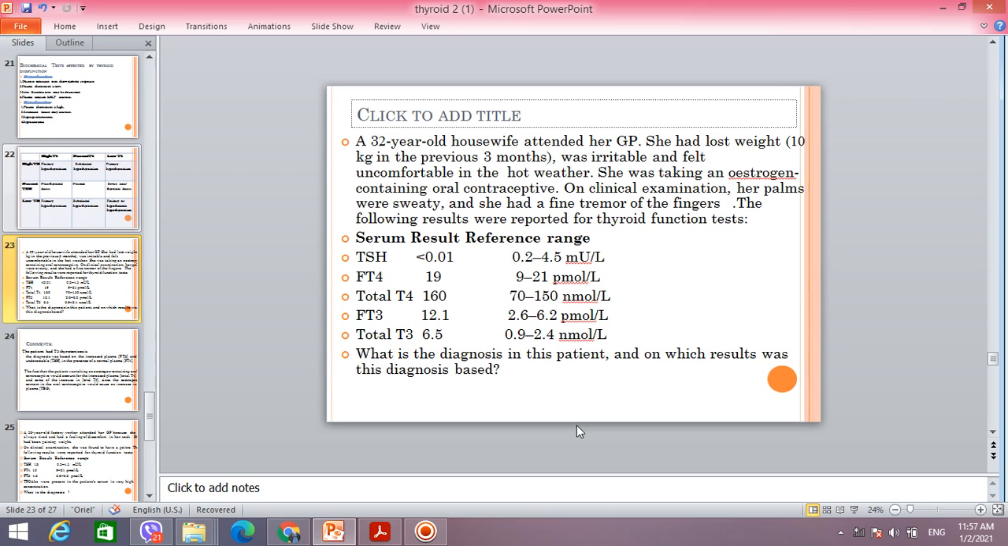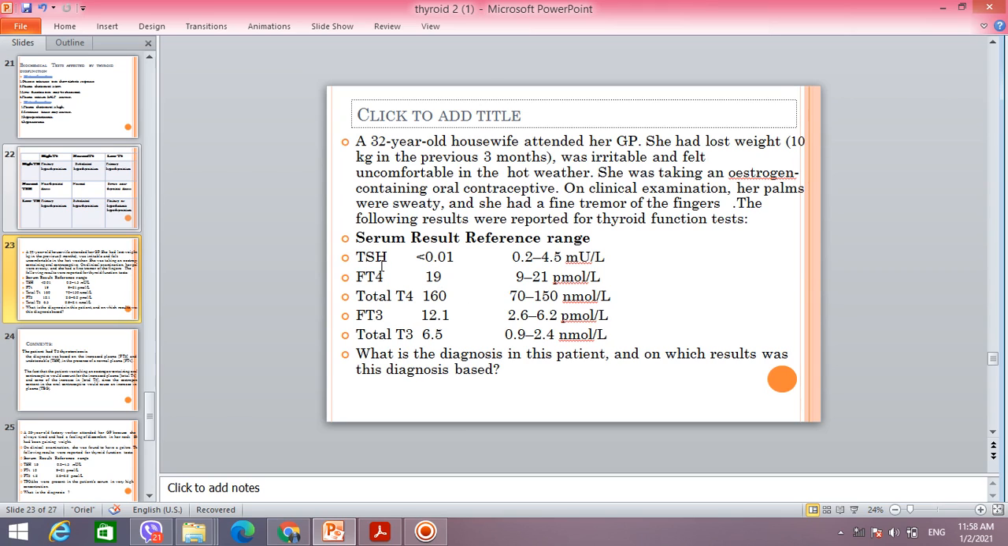A 32 years old housewife attended her physician. She lost weight, she was irritable, and had heat intolerance. She was taking an estrogen containing oral contraceptive pill. By examination, her palms were sweaty with fine tremors. When we requested the thyroid function test, we got the following result.